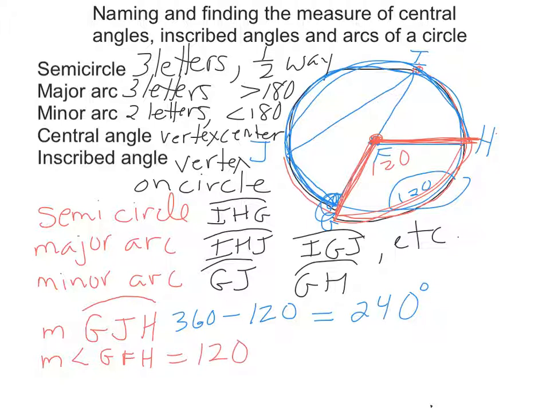I really like those. For the inscribed angle, I didn't talk much about that, but here's an example of an inscribed angle. It's right here, where the vertex is on the circle itself. The relationship between its arc and its angle: if this arc was 40 degrees, the angle inside would be half that, and it would be 20.